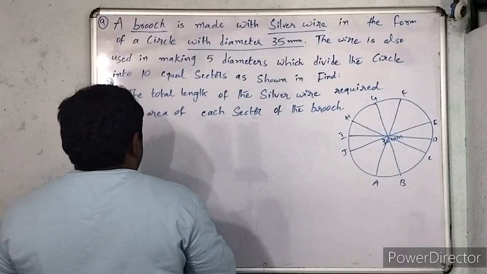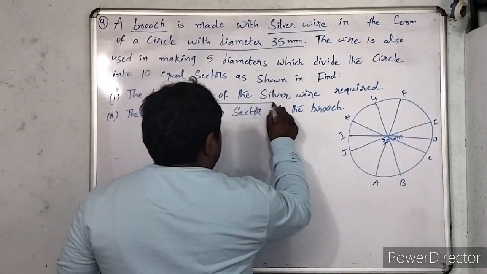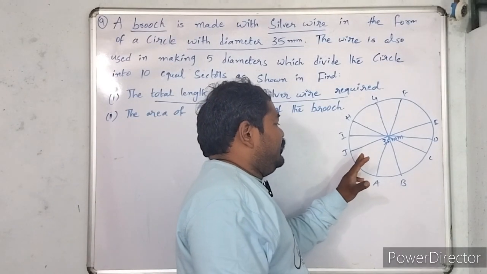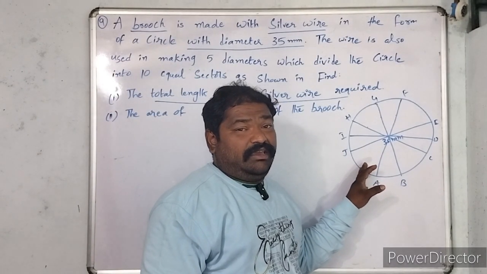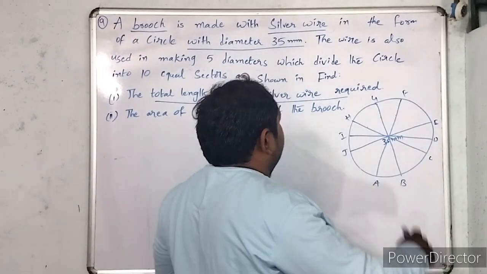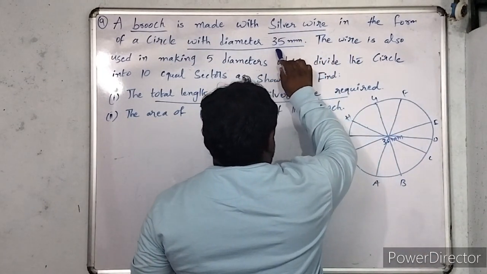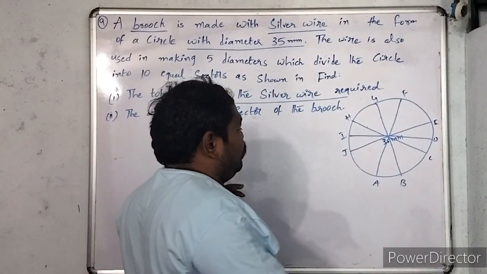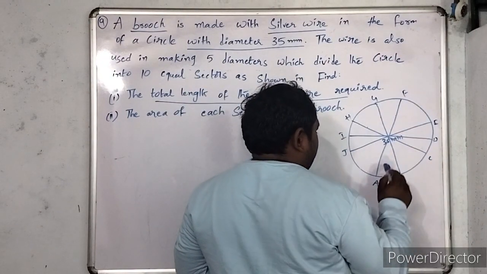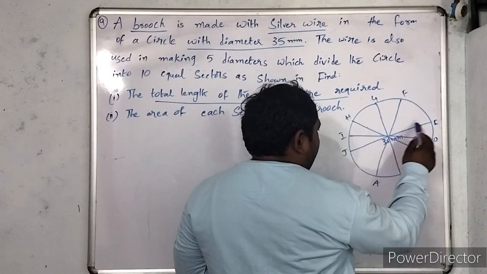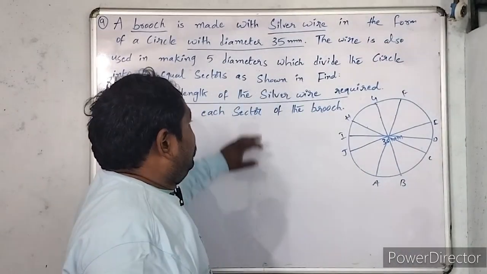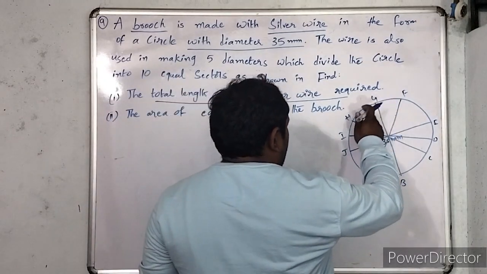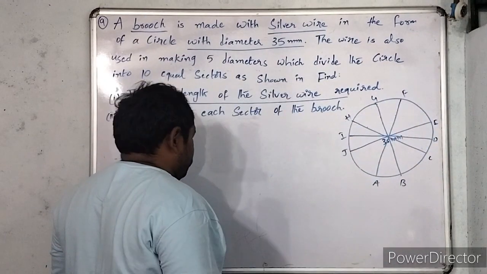Okay, we have to calculate, the first one, the total length of the silver wire required. First, observe the question. A silver brooch is in the form of a circle made up of silver wire of diameter 35 millimeters. The wire is also used in the making of 5 diameters. This is the first diameter A, B, C, D, E. These are the 5 diameters which divide the circle into 10 equal sectors. We have to calculate the total length of the wire to make this brooch.